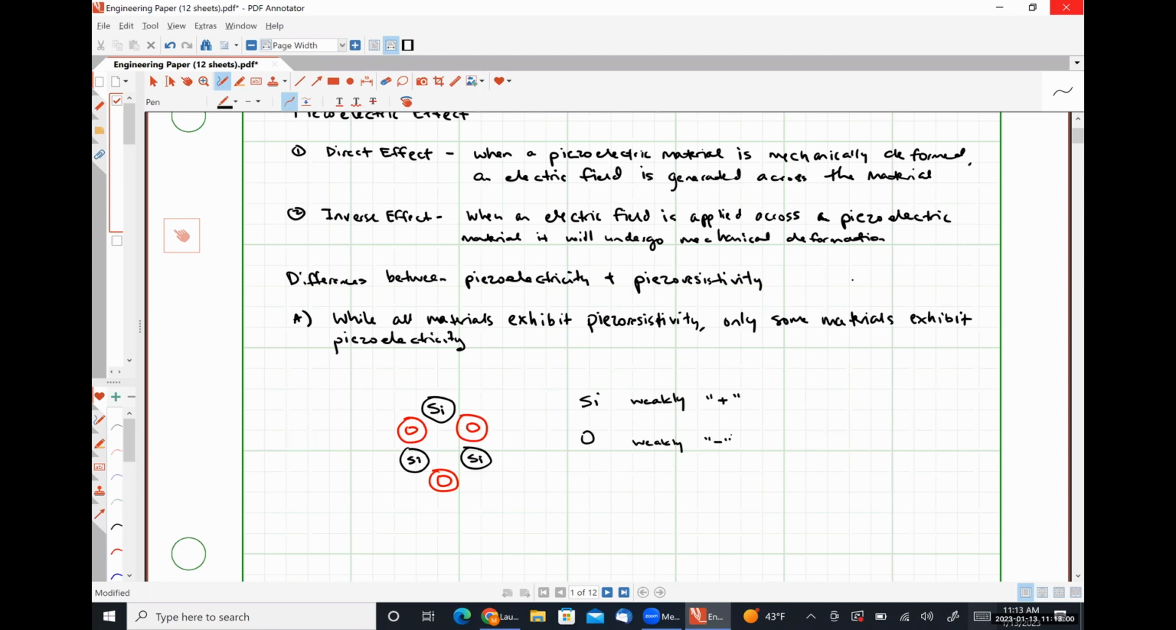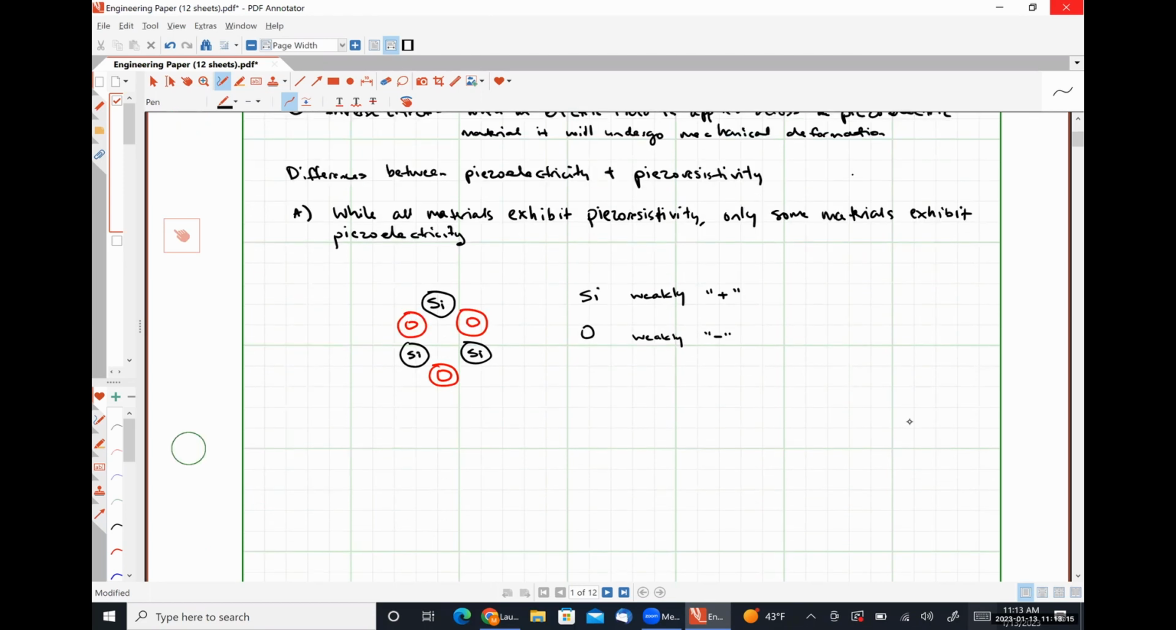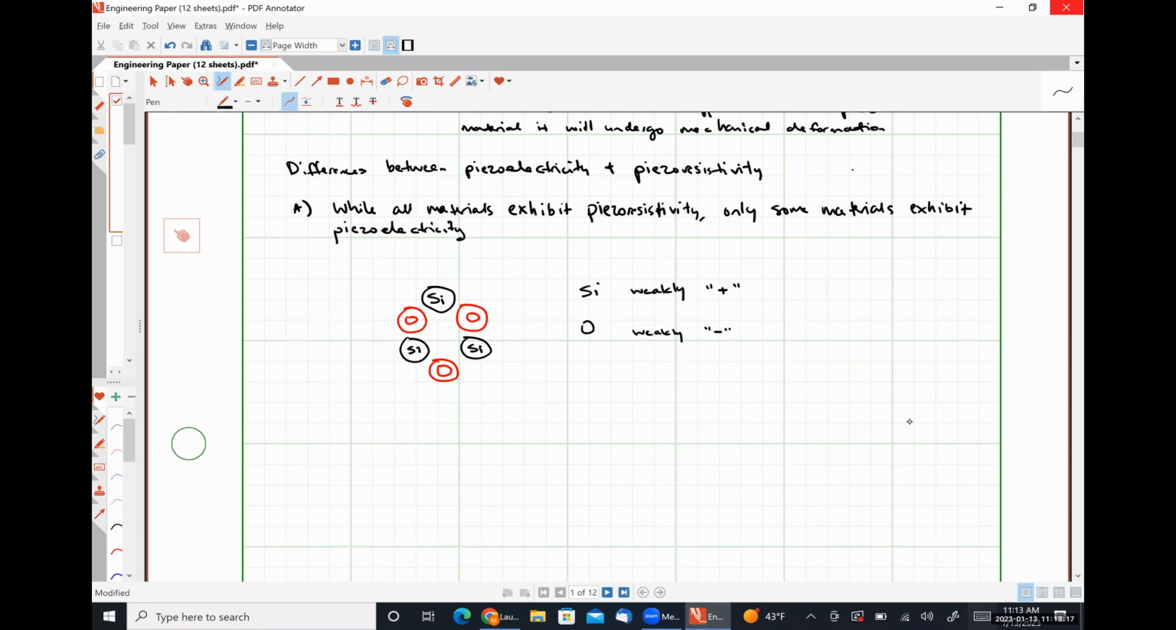Somewhere in between the structures should be directly in the middle. Where would the center of negative charge be? The same place, right? But now let's look at what happens if we were to squeeze this structure, right?